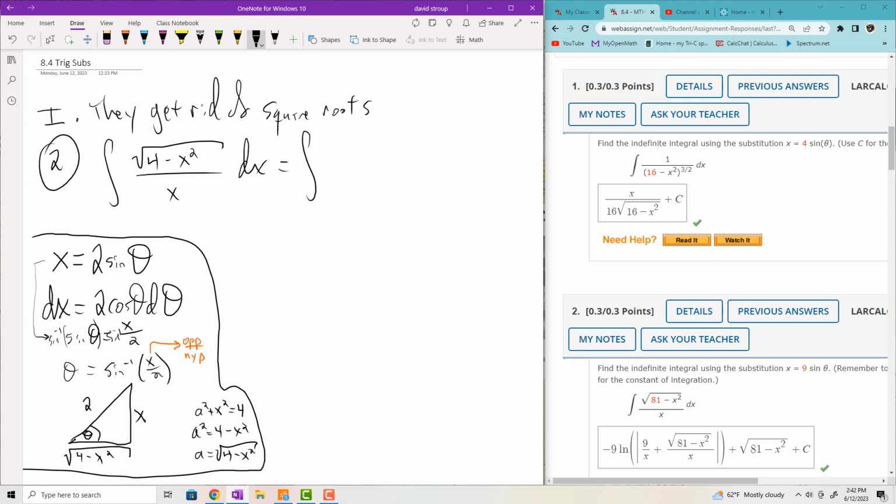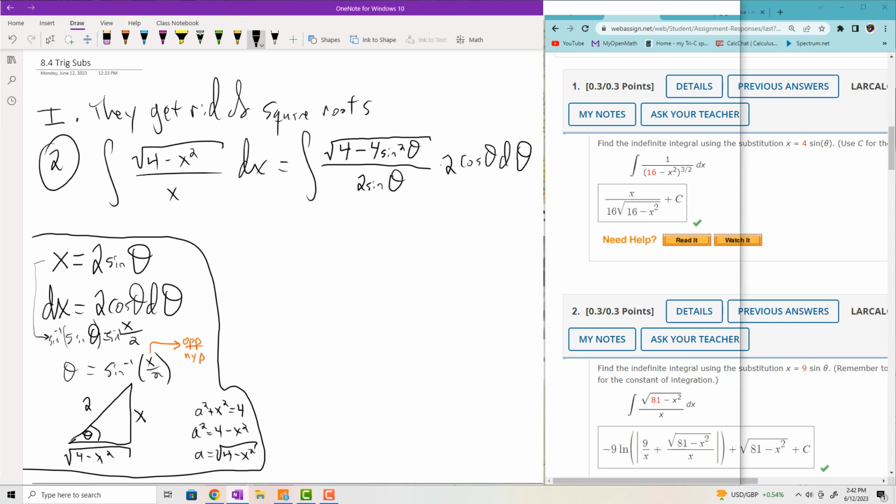Okay, so finally now we can see the magic of this process. I go to my square root, and I'm replacing x with 2 sine theta. So x squared will be 4 sine squared theta. Downstairs, I'm replacing x with 2 sine theta. And then be careful, you still need to replace the dx. Our new expression for dx is 2 cosine theta d theta.